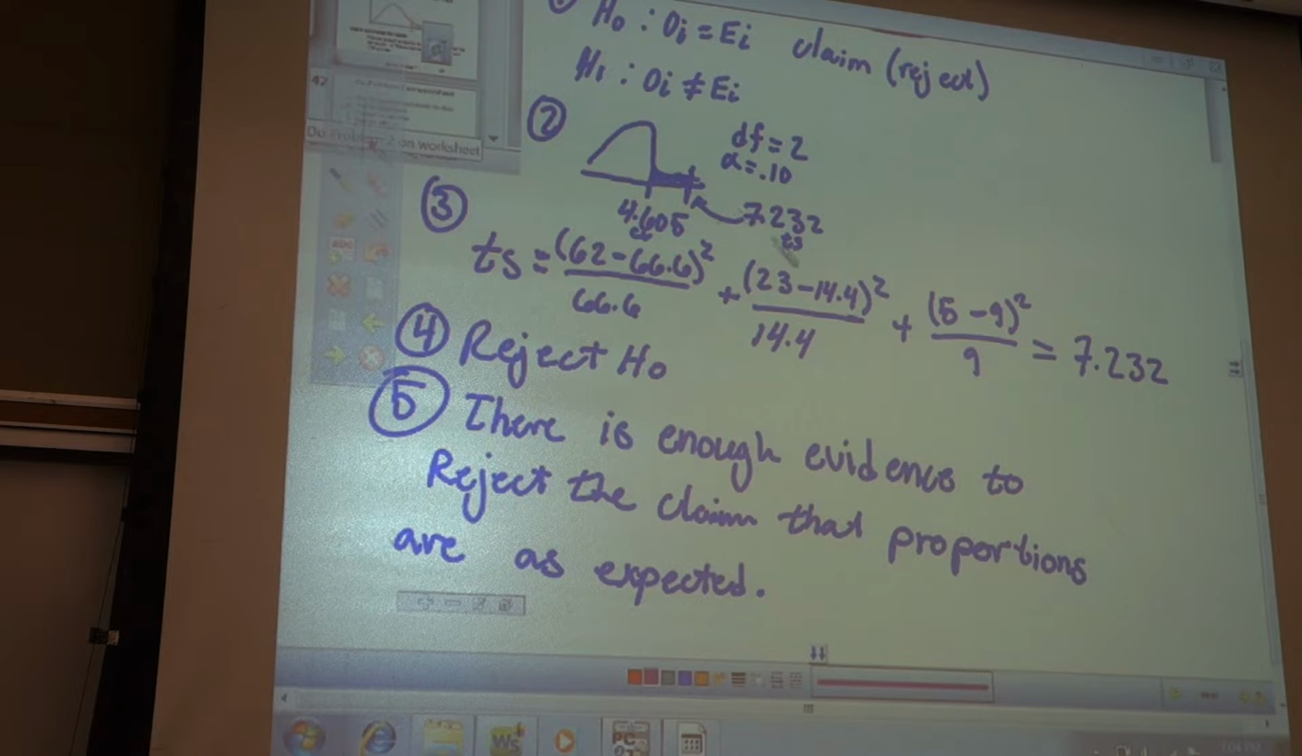And that is in our rejection zone. So in step 4, we're going to reject H naught. Step 5, there is enough evidence to support the claim that the proportions are as expected.